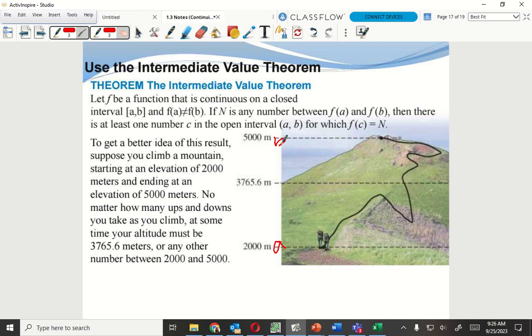To get a better idea of results, suppose you climb a mountain starting at an elevation of 2,000 and ending at an elevation of 5,000. No matter how many steps up and down you take as you climb it, at some time your altitude must have been here, which is my 3,765.6 meter altitude, or any number between those. So somehow I had to cross there. The chicken does cross the road. We don't know where, we don't know when, but somehow the chicken crossed the road.